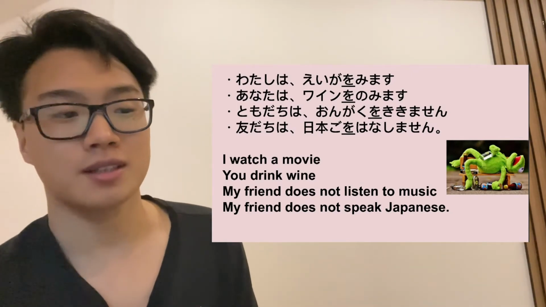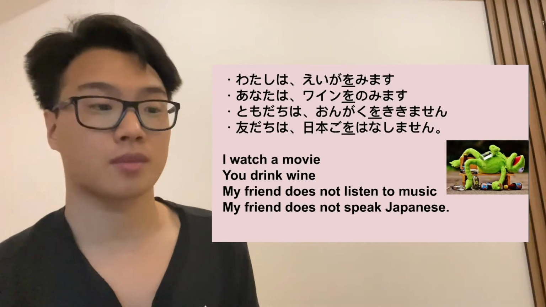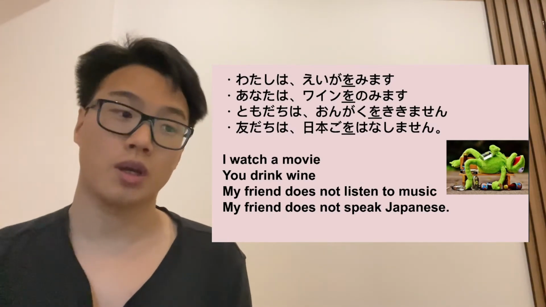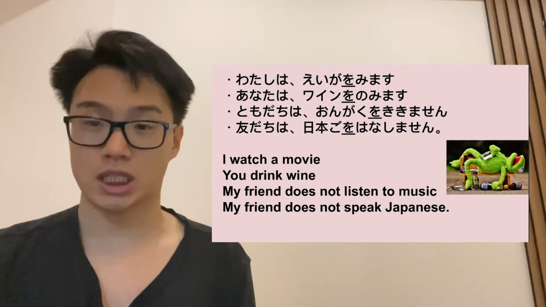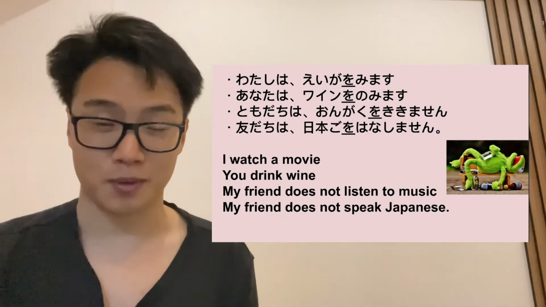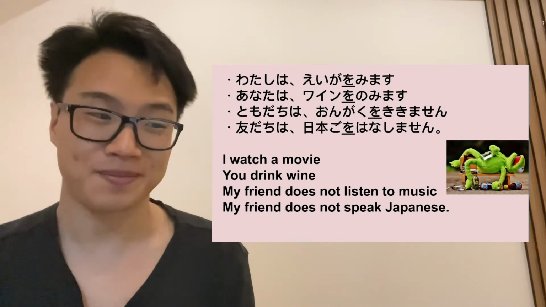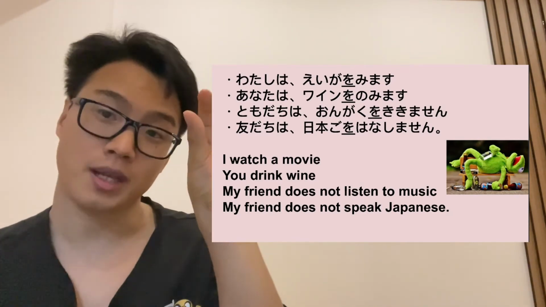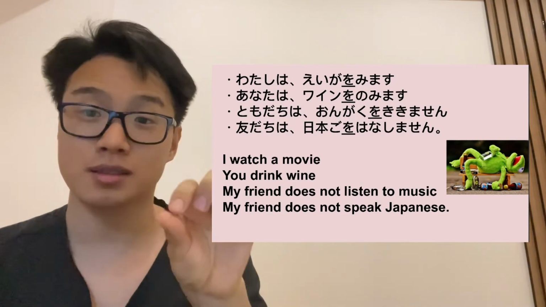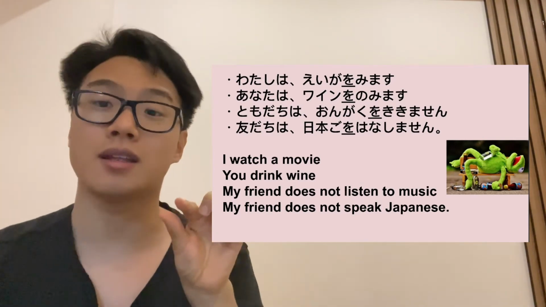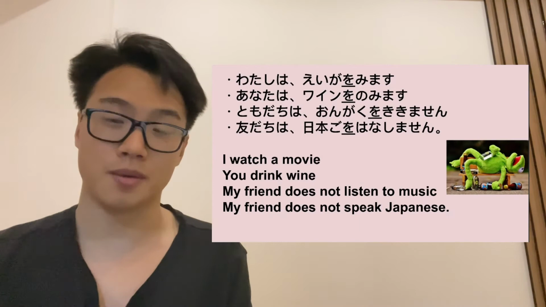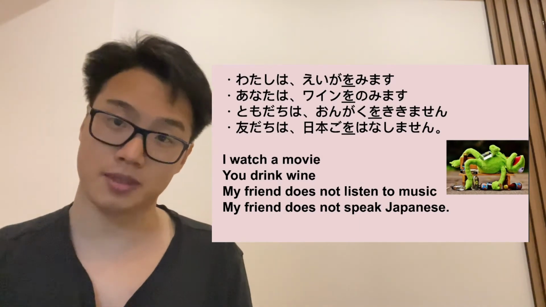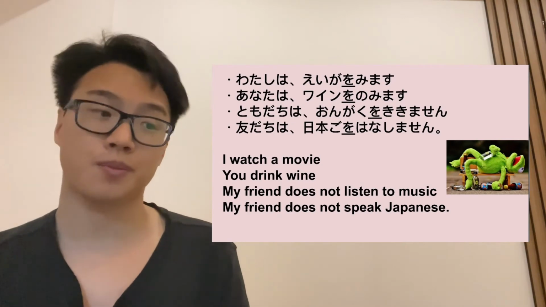Next, 友達は音楽を聴きません。Negative form, by the way. 友達は my friend, 音楽 music. O, object marker. And 聴きません doesn't listen to. My friend doesn't listen to music. I listen to lo-fi when studying or working, by the way. So 聞く, listen or hear, 聞きます affirmative positive sentence, and a negative sentence 聞きません, right? We've learned this in the previous video about the verb conjugation.